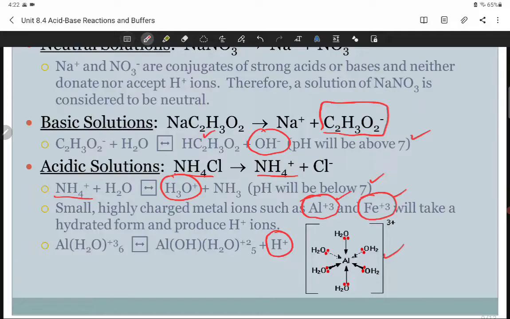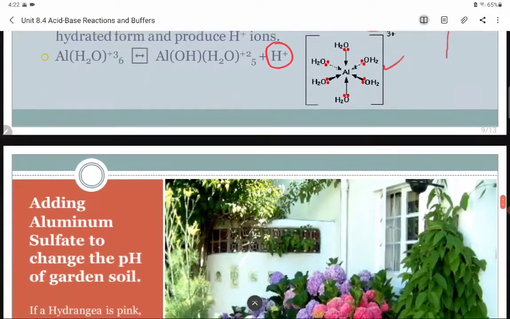Okay, so just keep that in mind. That wouldn't happen with lithium ions. But even though lithium's small, well, actually, let's make it a little more extreme than that. If we take potassium ions, potassium ions are going to be too big and not charged enough to be able to do what the aluminum or iron plus 3 ions could do. That could either be no questions or 1 question on the test.